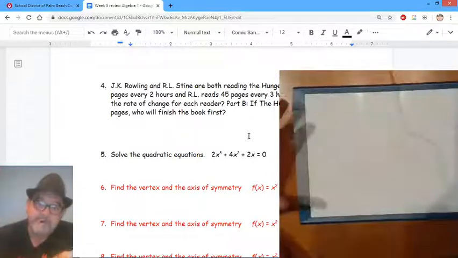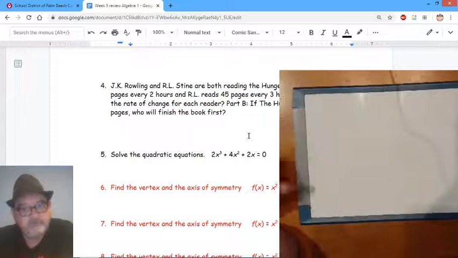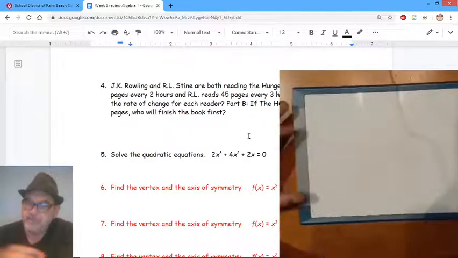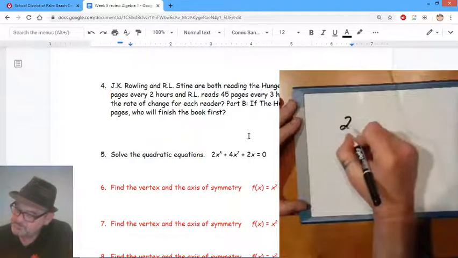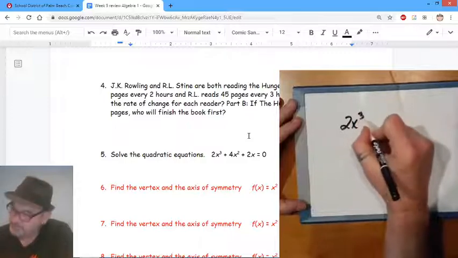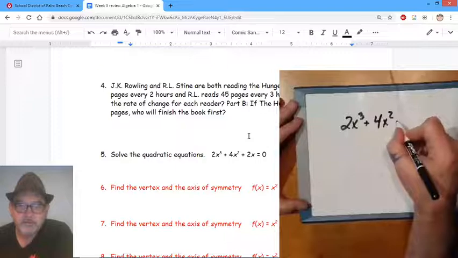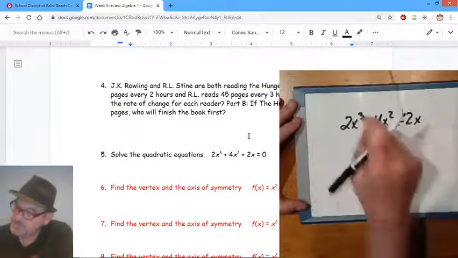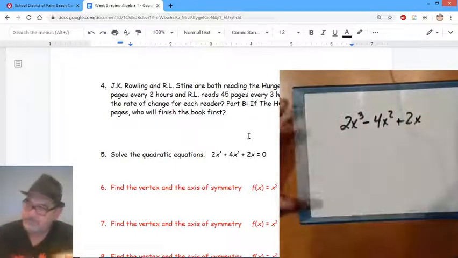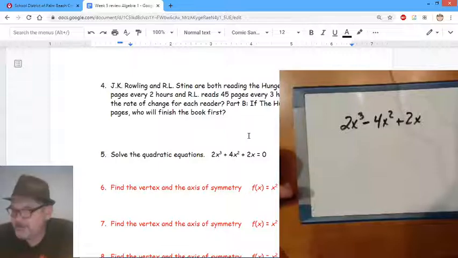This is actually a typo. If you tried to do this, great. If you didn't, don't worry, because it's a typo. It says 2x to the third plus 4x squared plus 2x. It should be minus 4x squared. Little typo action. So if you didn't do that, don't worry about it.